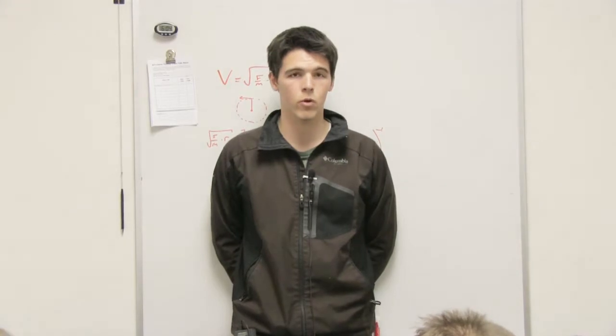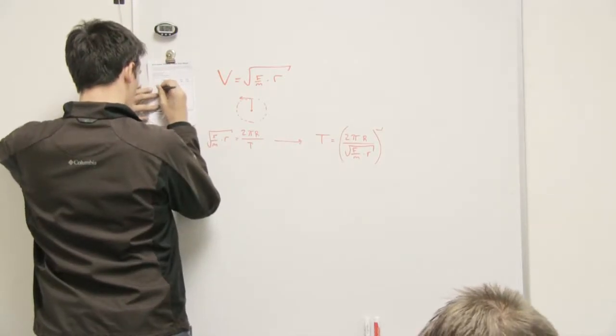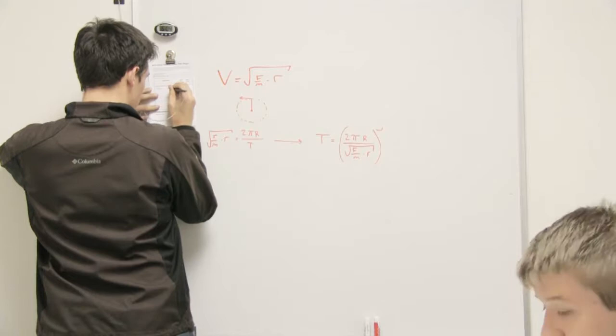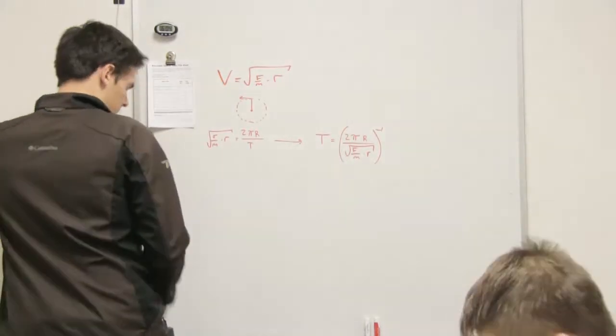What equations do we have? What are our basic equations? Force equals mass times acceleration. Okay. So, orbital motion. Orbital motion. Then we divide it up.